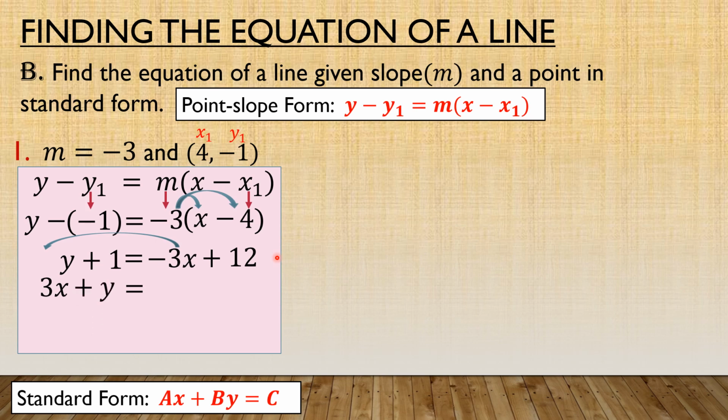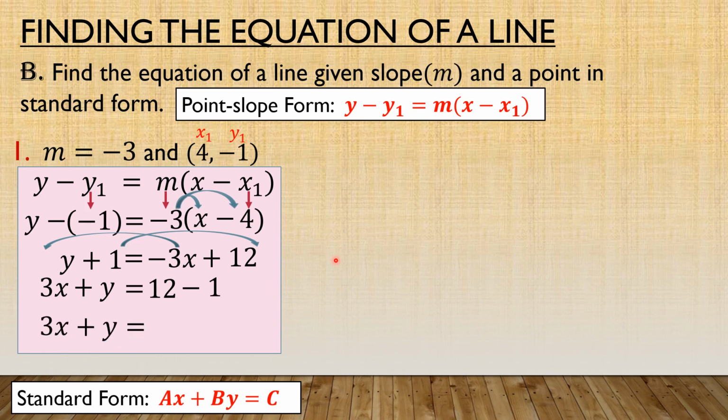Yung y ay nakapwesto na siya sa left side. So, hindi na natin siya ililipat. Yung positive 12 din, nakapwesto na siya. So, dyan na rin siya. At yung wala pa sa pwesto ay yung positive 1. So, yung positive 1 ay transpose natin sa right side kasi lahat ng constant dapat ay nasa right side. So, we have negative 1. So, magiging negative 1 na siya.